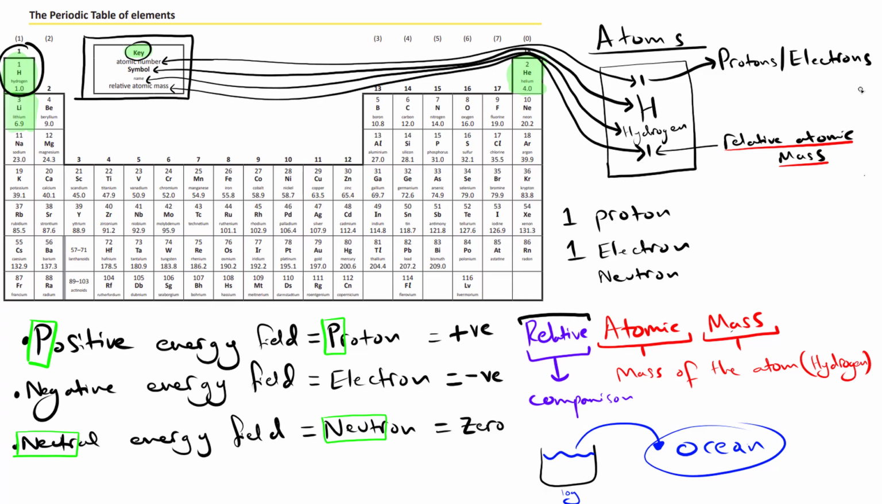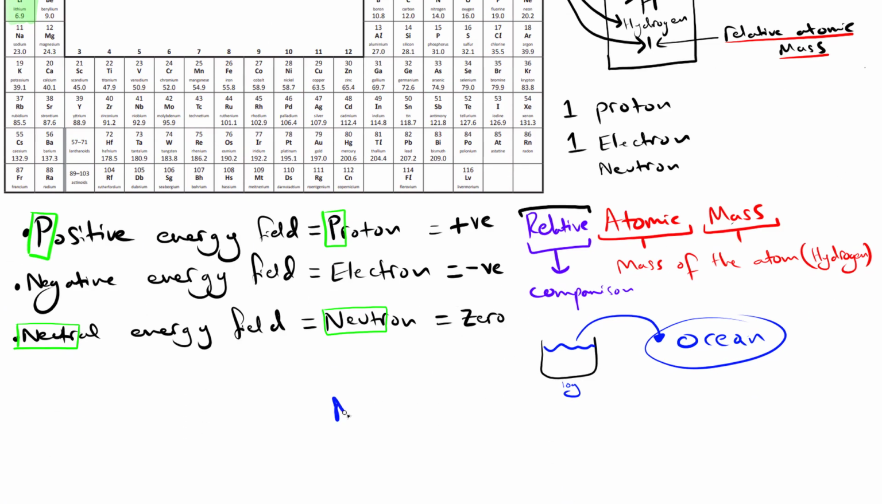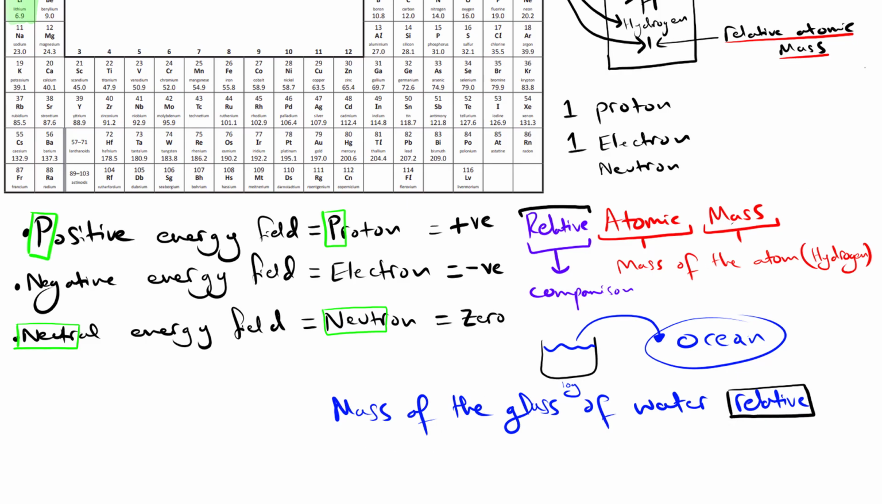So we can say that the mass of the glass of water, relative, so the key word now, relative to the mass of the ocean is 0. In reality, obviously the cup of water does not weigh 0. The glass of water does not weigh 0. It has a mass of 10 grams. But compared to the ocean, relative to the ocean, it weighs 0.